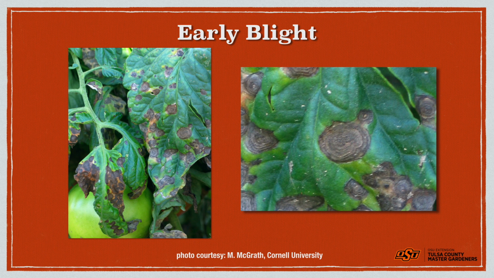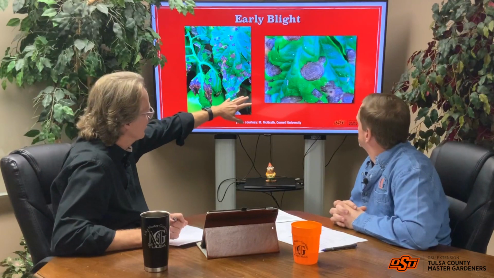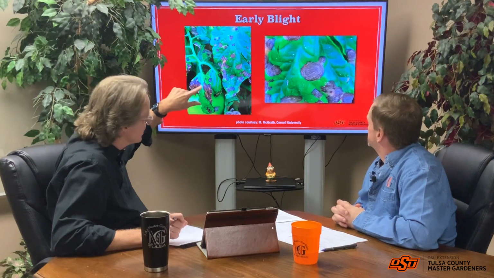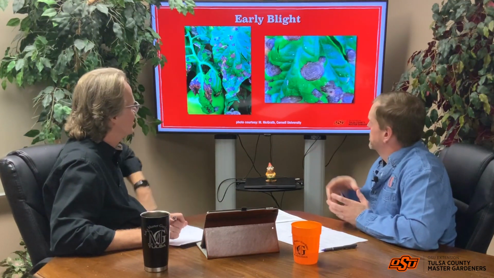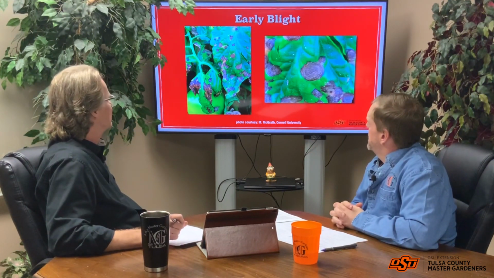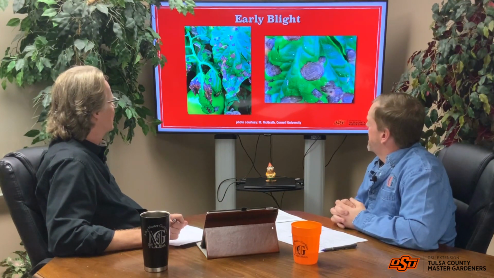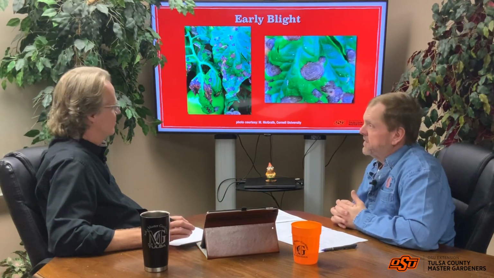The symptom here is these leaves with dark brown circles and halos. In the blow-up of it, they're concentric circles, so it's pretty easy to identify. It is pretty common, and this is a foliar fungus disease.